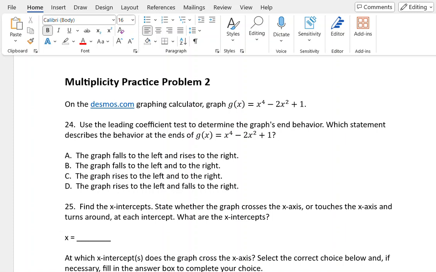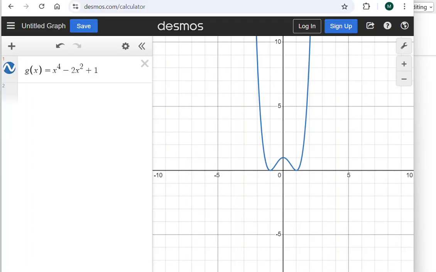In this video, we're going to do another multiplicity practice problem. This time we're going to graph g of x equals x to the fourth minus 2x squared plus 1. So I have that in my Desmos graphing calculator here.